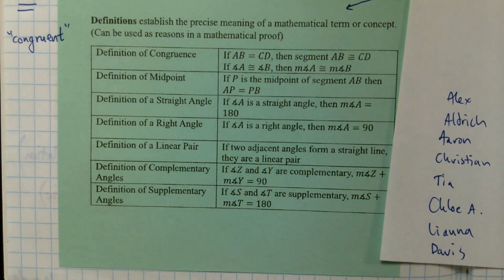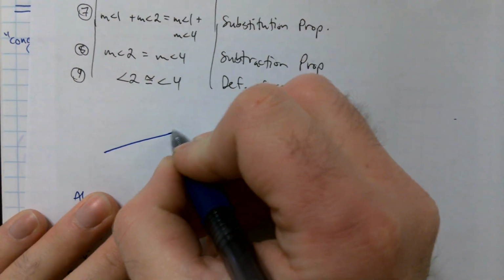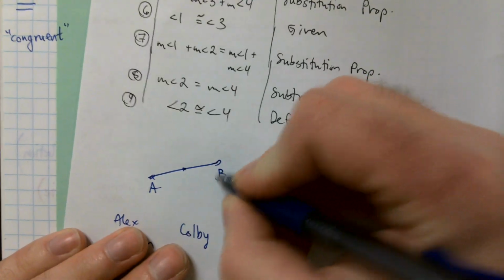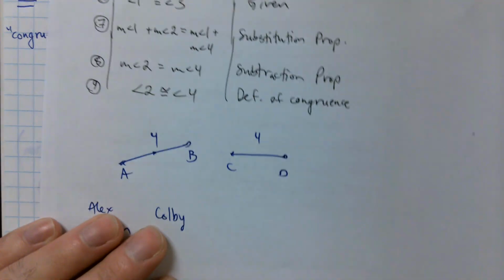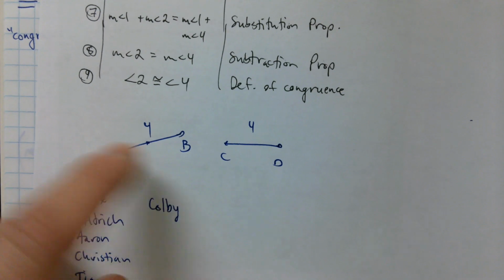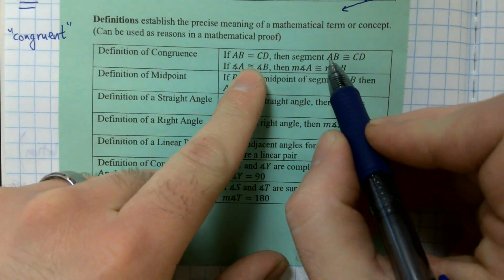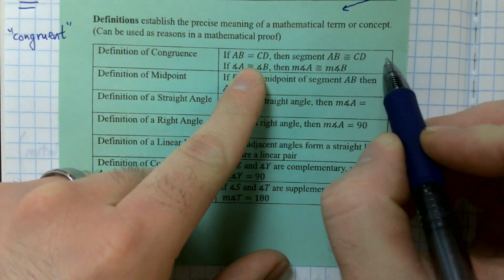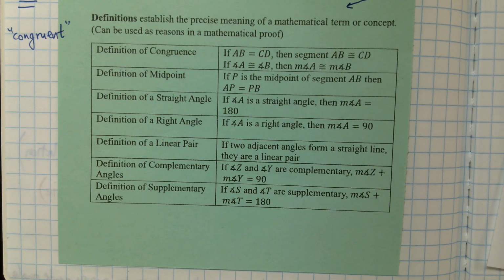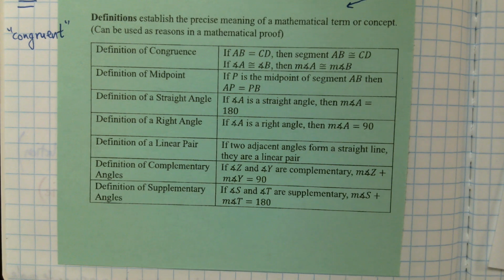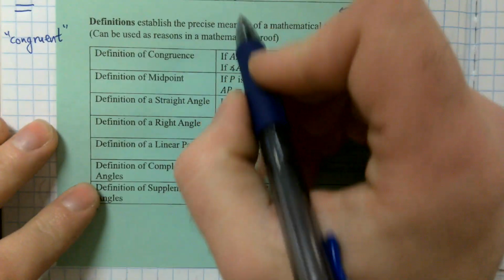So if I had A, B, and CD, and they're both 4 units long, I would say that AB is equal to CD. I'm talking about the measure. But when I say AB is congruent to CD, I'm not talking about the number, I'm talking about the shape. Which is why it doesn't really have a difference, because the shape is the number. The same thing down here.